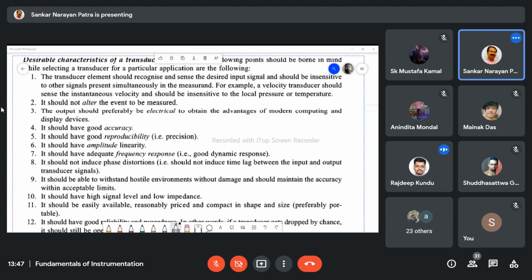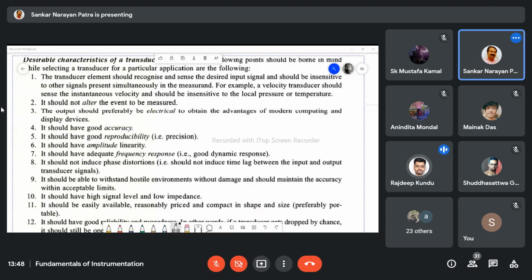The transducer element should recognize and sense the desired input signal and should be insensitive to other signals present simultaneously in the measurand. For example, a velocity transducer should sense the instantaneous velocity and should be insensitive to the local pressure or temperature. Is it clear?